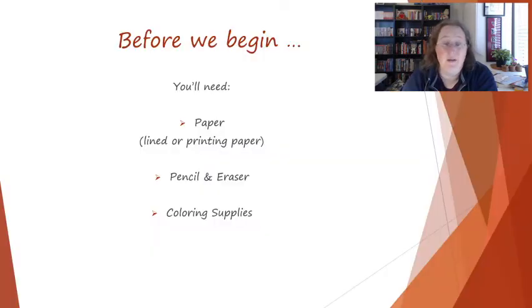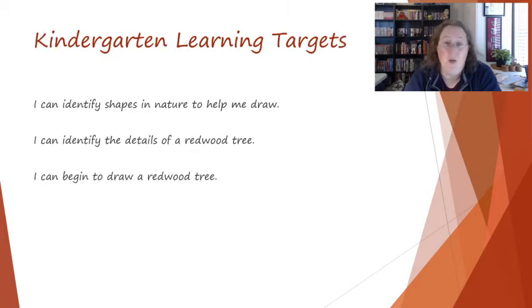Before we begin, you need to make sure that you have pencil and paper, some sort of coloring supplies, and an eraser. Your learning targets for this week: I can identify the shapes in nature to help me draw. I can identify the details of a redwood tree, and I can begin to draw a redwood tree.